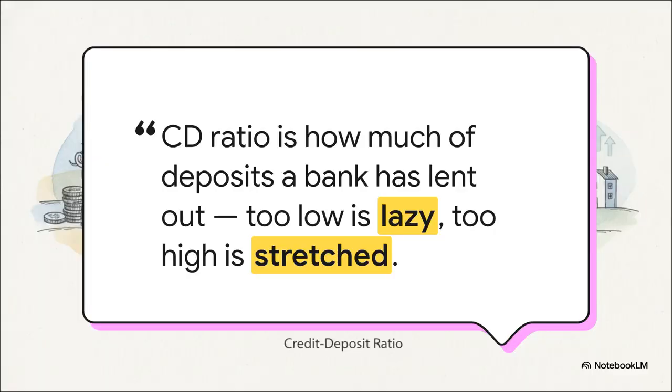Now, what's really interesting about this slide is the crisp takeaway that summarizes this entire balancing act. As the quote says, CD ratio is how much of deposits a bank has lent out. Too low is lazy, too high is stretched. That one line right there perfectly captures the constant everyday tension banks face between trying to maximize their profit and making sure they can actually survive a sudden liquidity crunch.